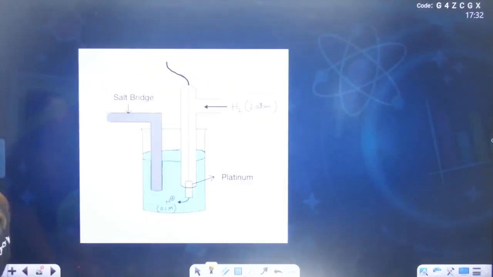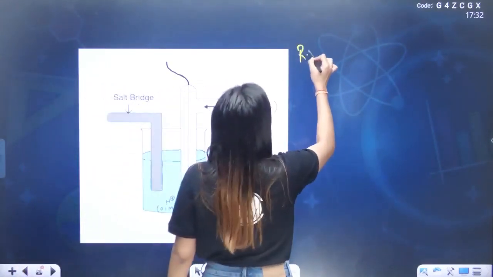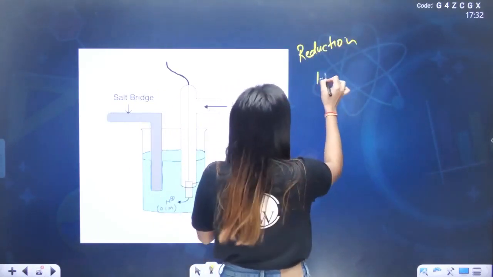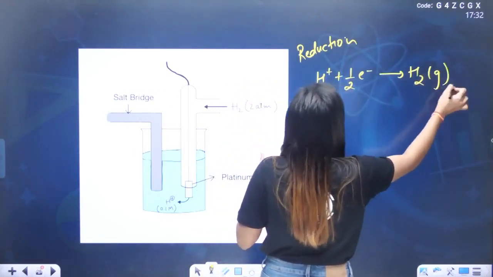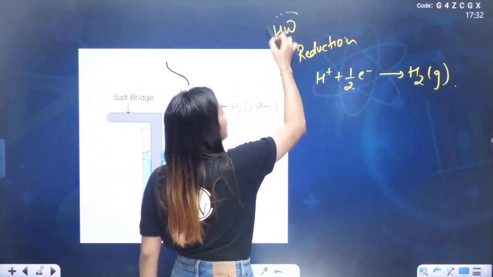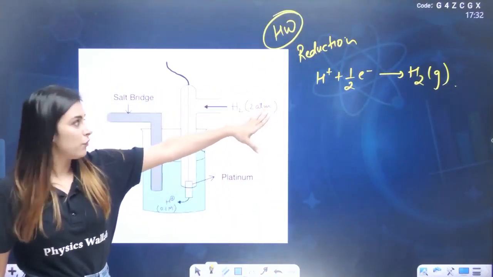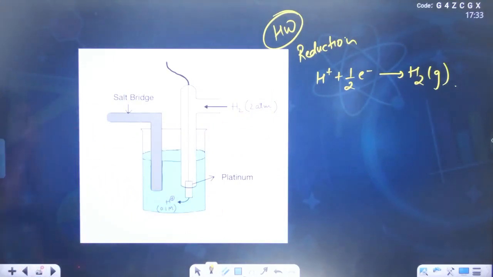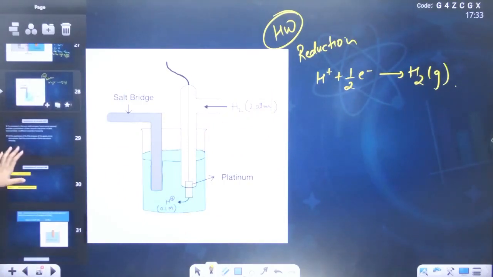Okay, so here you have a half cell. So now what you are going to do is, I am telling you that here reduction takes place. So you will write the reduction reaction. You have H plus plus half electron and it will give you H2 gas. Okay. Now using the Nernst equation, this is your homework, my dear students. You have to write the Nernst equation for this half cell reaction. Okay. Yes. So this is your homework. I hope you will do it.